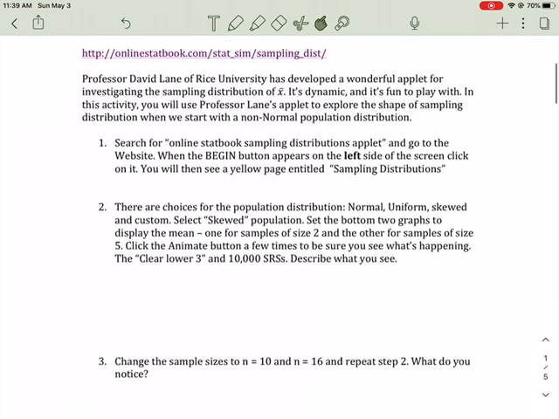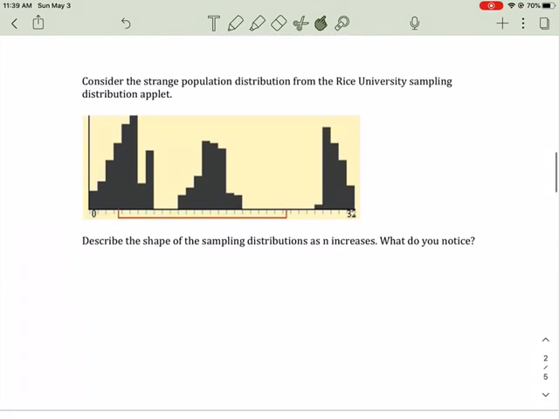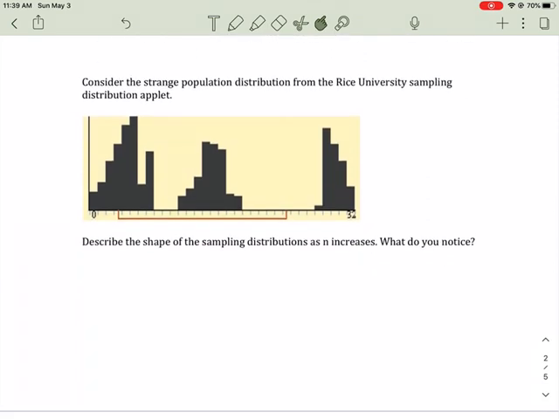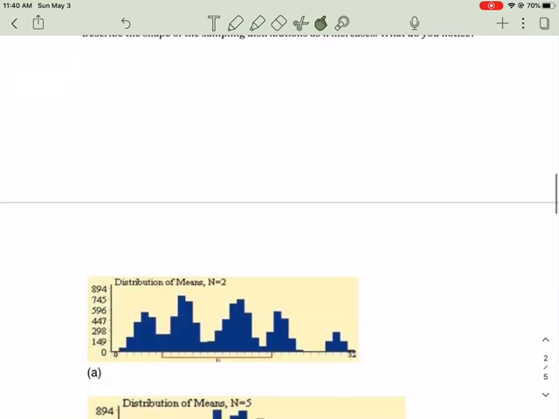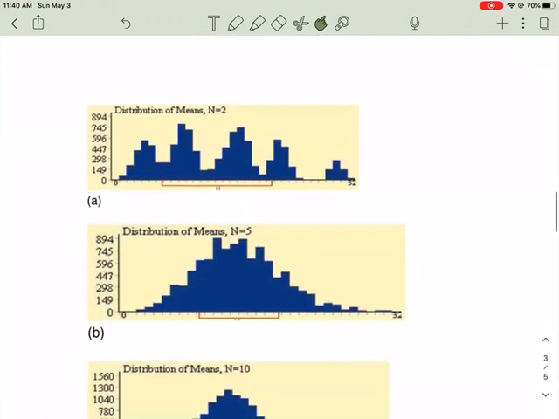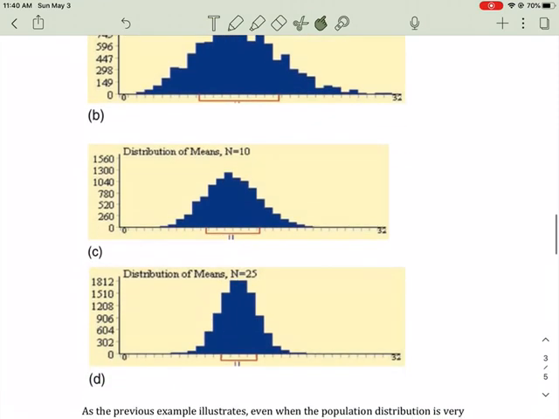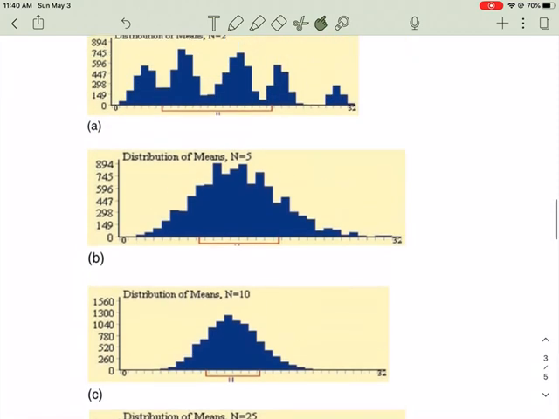Now that you've had a chance to play around within the applet and take a look at what's happening, let's look at a specific distribution that was created using the applet. Consider a strange population distribution from the Rice University sampling distribution applet. So there it is. Describe the distributions as n increases. Here's the original, and I couldn't get them to fit here, but take a look as our means go from a sample size of 2, to 5, to 10, and a sample size of 25.